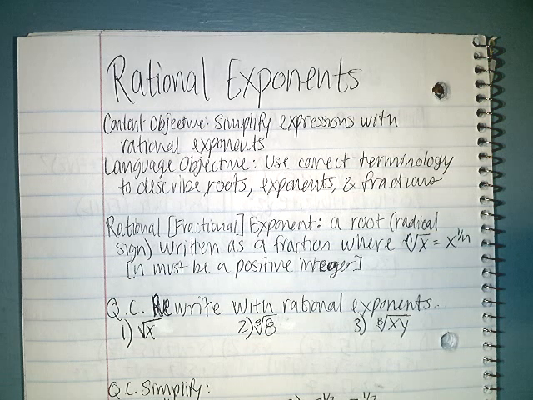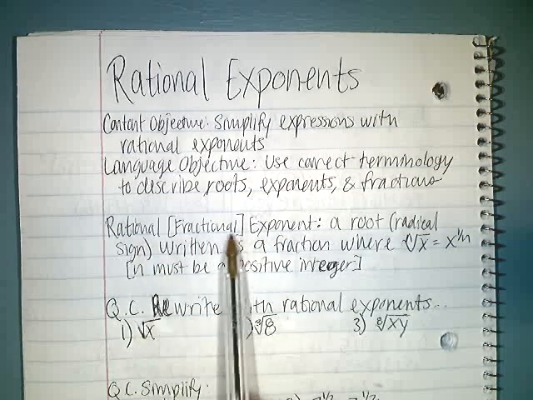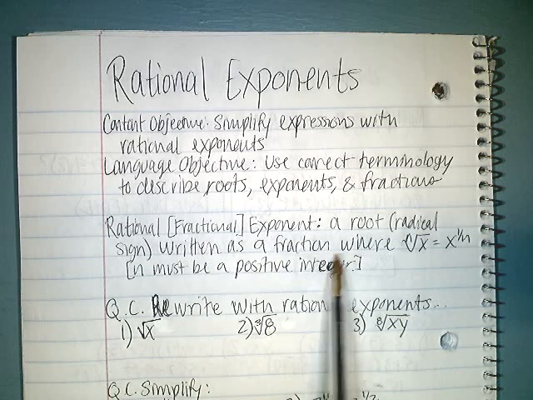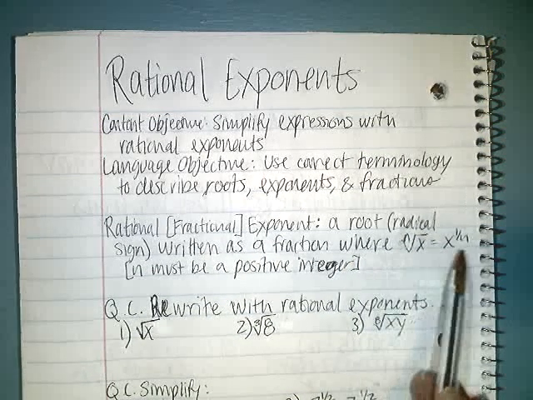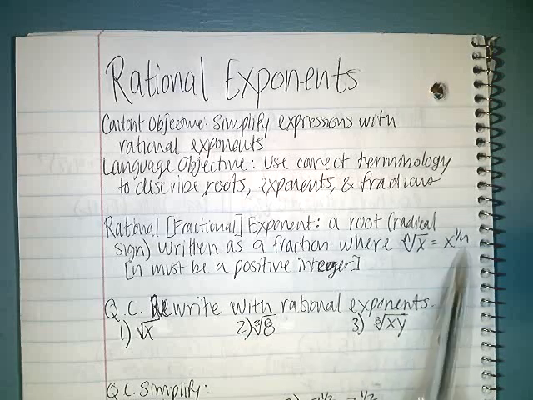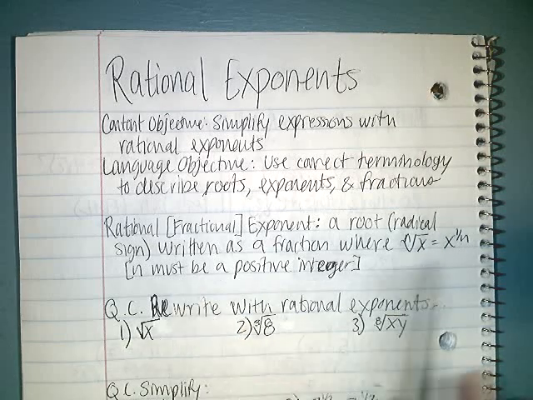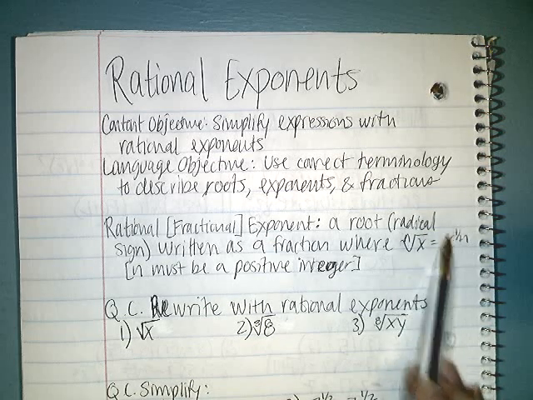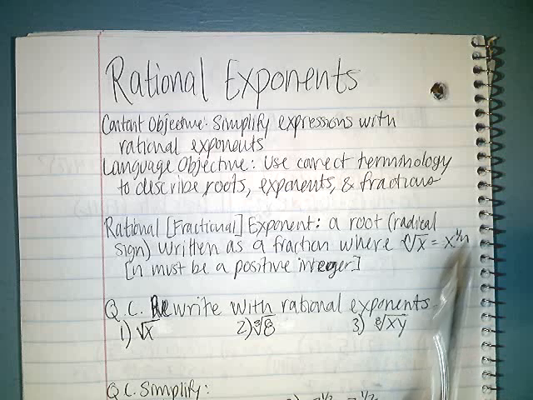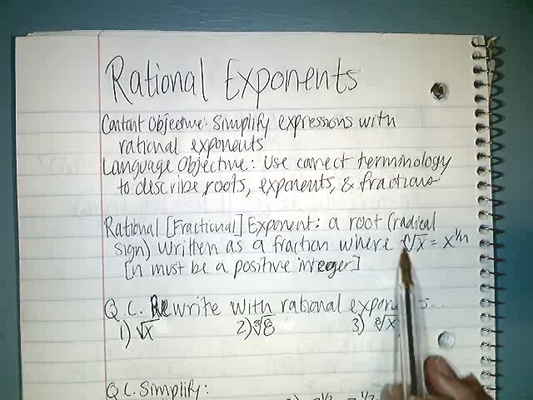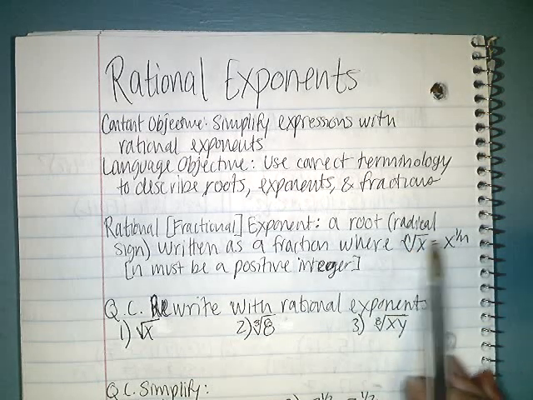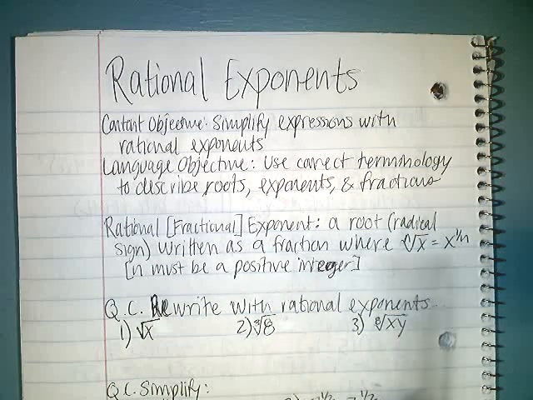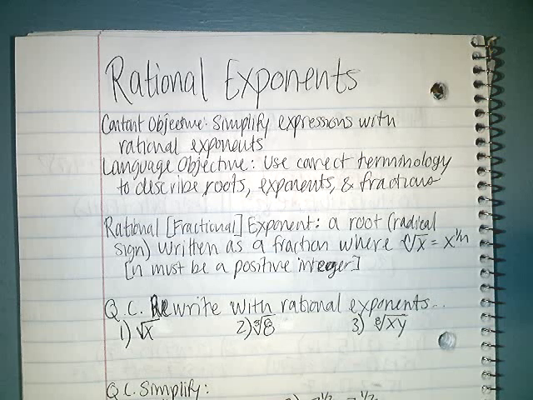A rational exponent is a root or a radical sign that is written as a fraction where the root becomes the denominator of a fractional exponent. So again, the index becomes the denominator of a fractional exponent. So you have an exponent that's a fraction, and it is representing a root. So a fractional exponent is actually just a root. The only thing for this to work is that n must be a positive integer. You can't have a negative root.